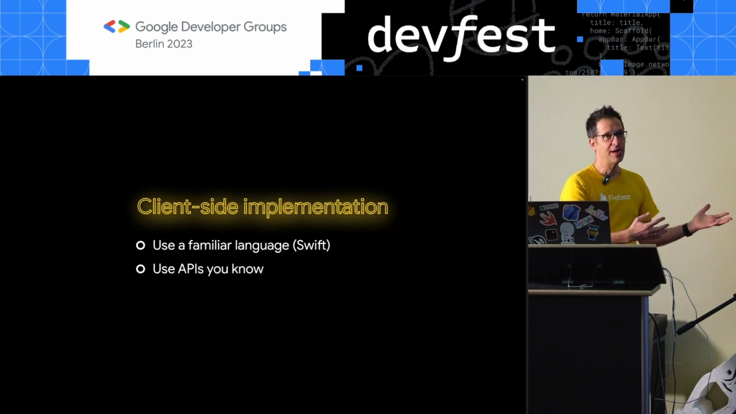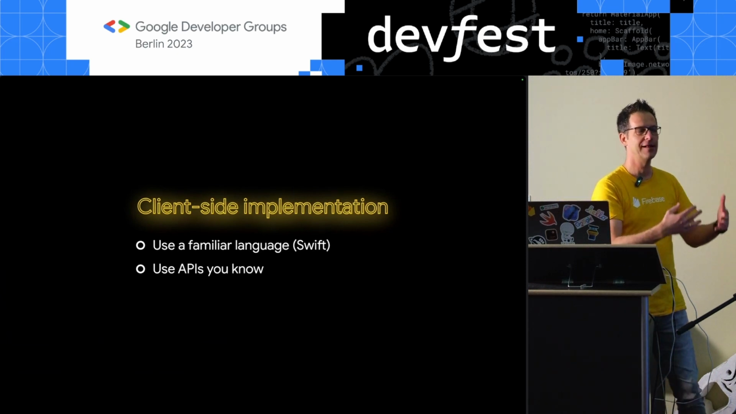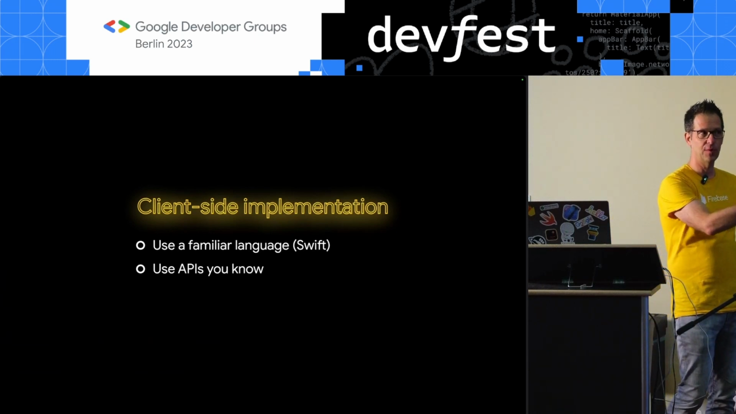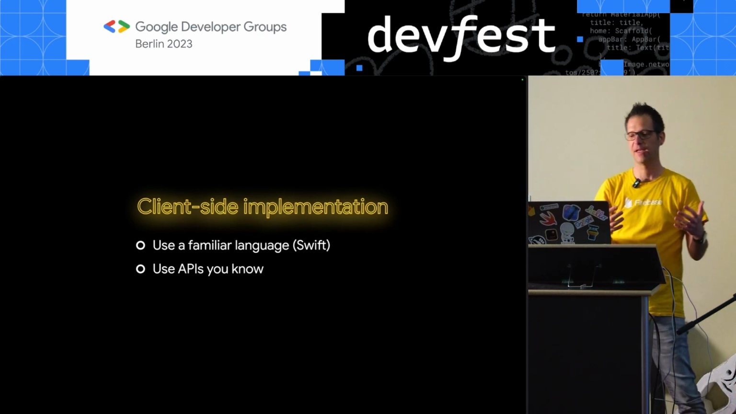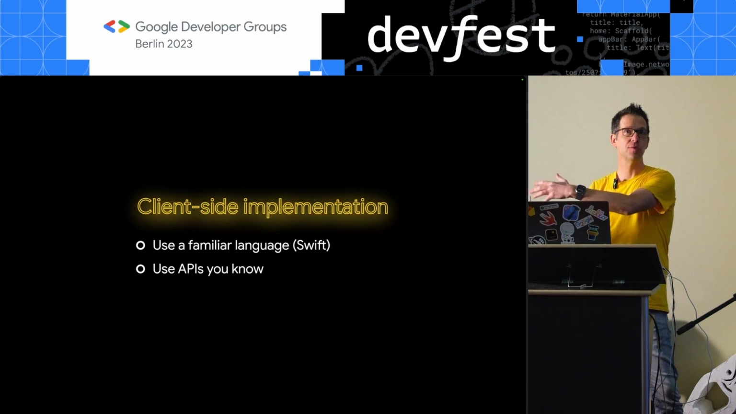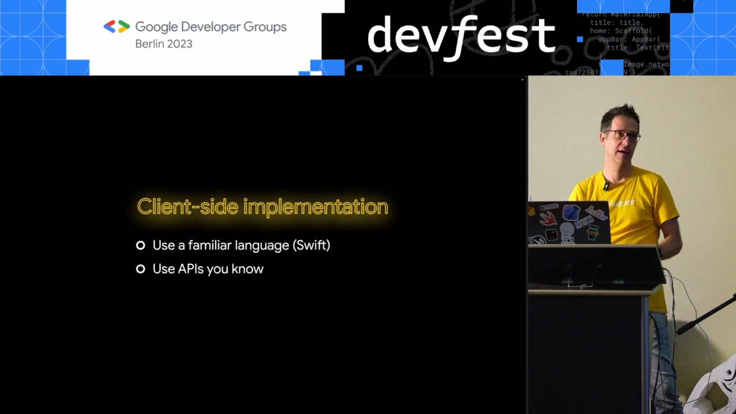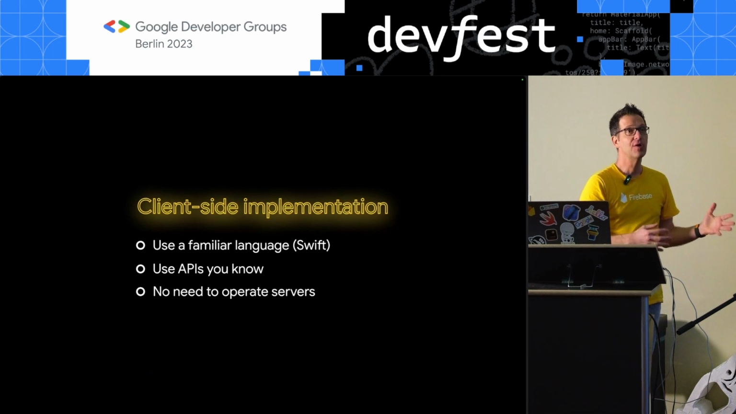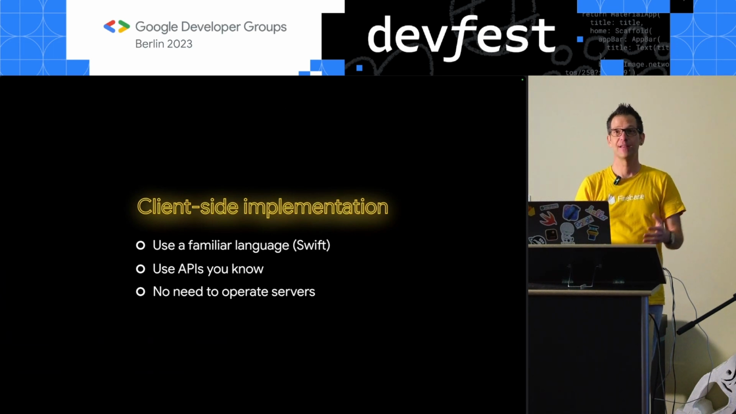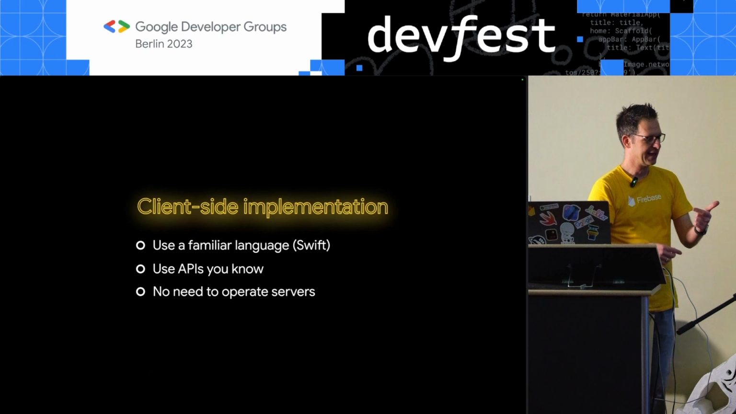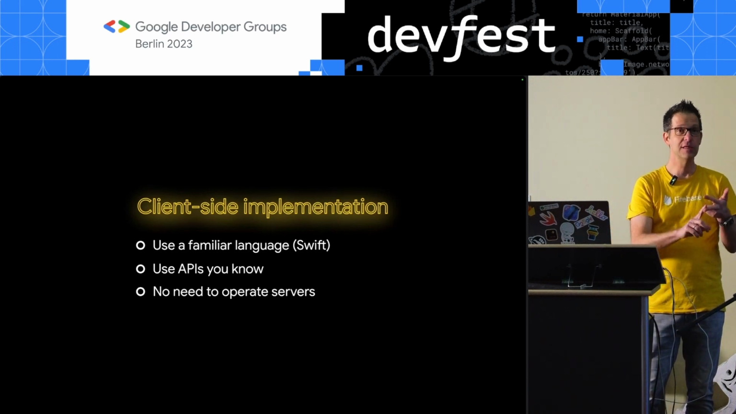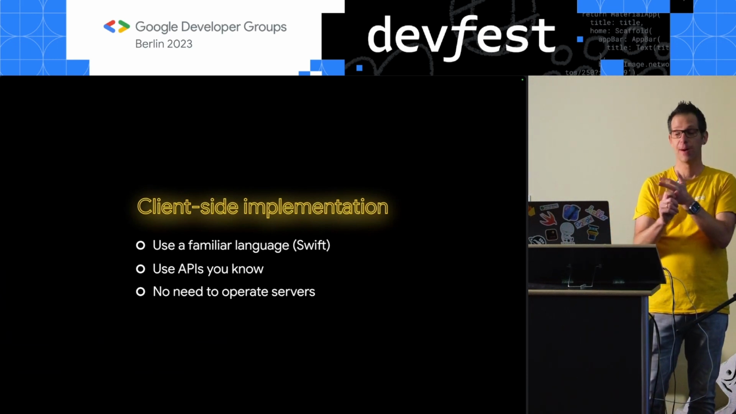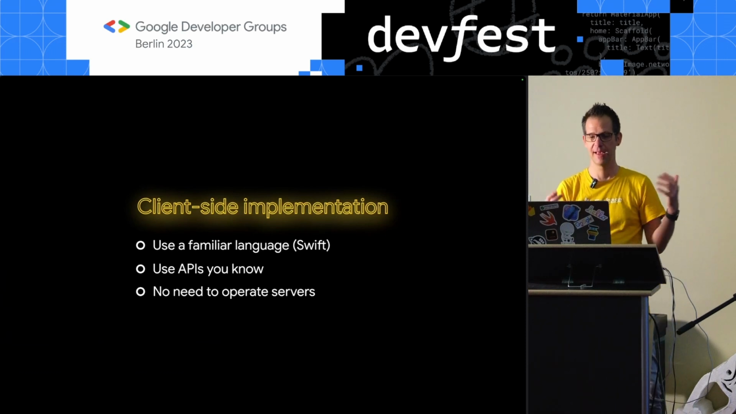You can use the APIs you know, right? So you already probably use URLSession to fetch data from the internet. So you can use those APIs to talk to any other pieces that you might need to talk to. There is no need to operate servers, which is great, right? No need to buy anything, no need to set up anything, no need to manage them, no need to keep them up to date, no need to plug any security holes.